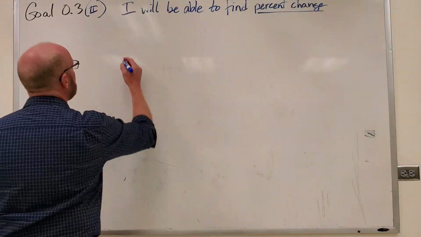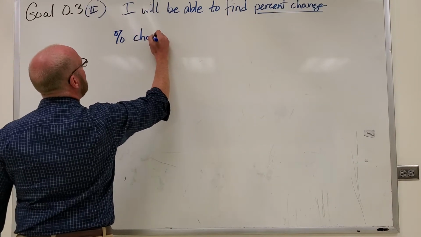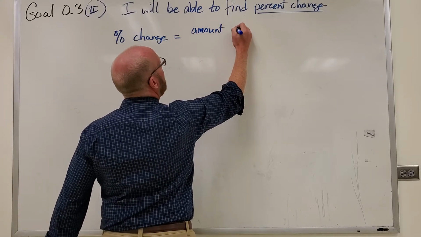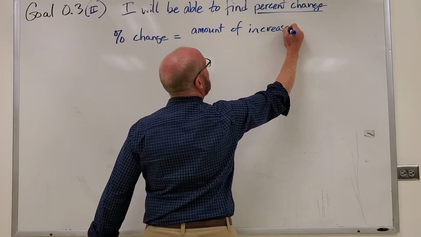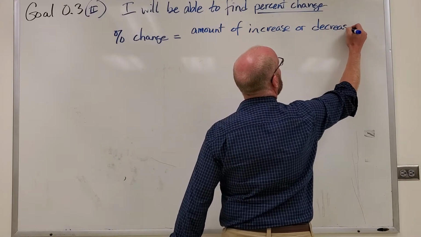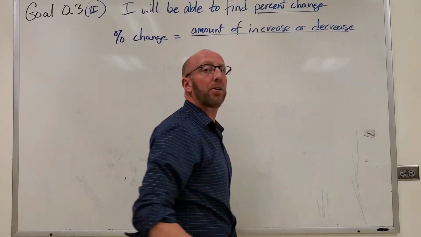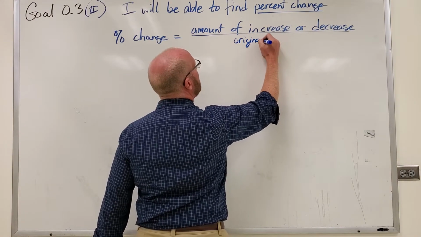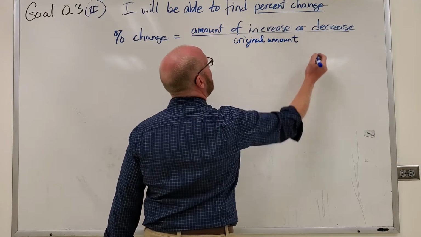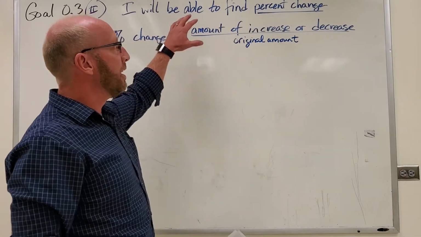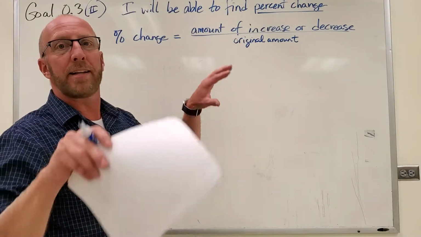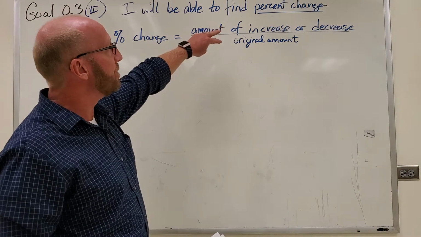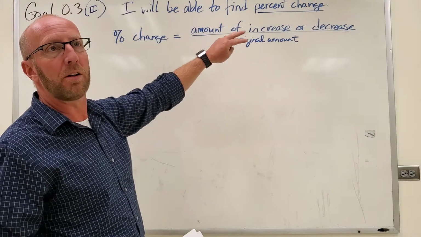So here's the formula. Percent change is equal to the amount of increase or decrease, that would go on the top. And on the bottom is the original amount. All right, so that's your formula. You're going to find how much did something increase or decrease. That's your numerator. The denominator is what amount did you begin with. You'll divide those two numbers, and then you'll make that decimal a percent.